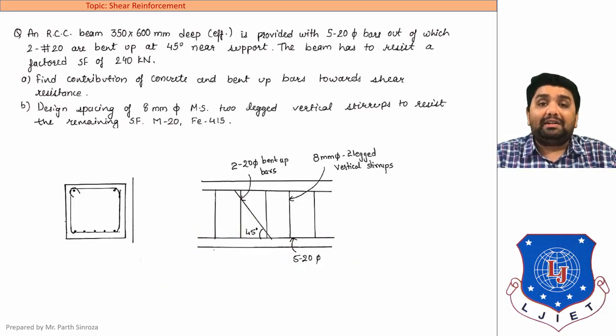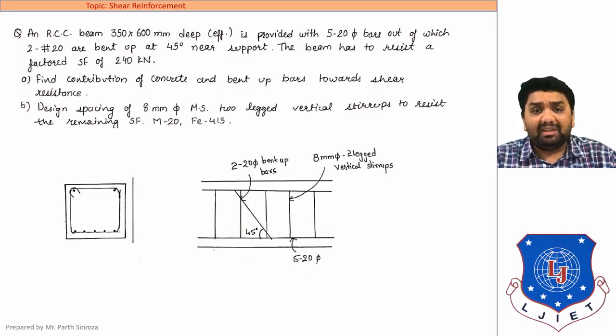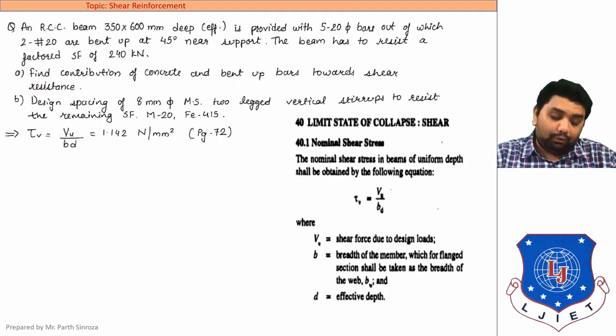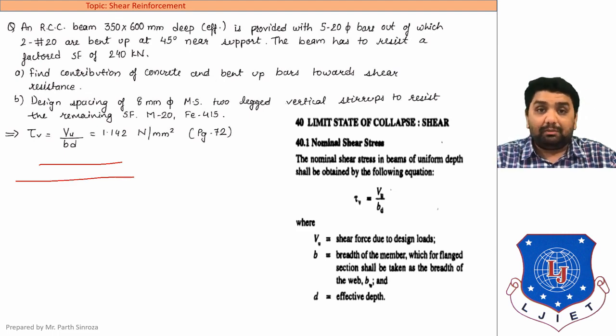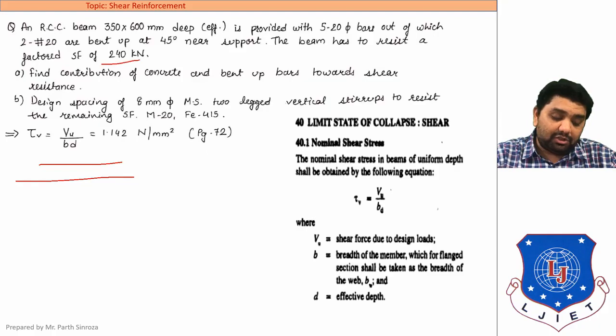But first, to identify whether to provide minimum steel or to actually design shear reinforcement, we will always undergo step 1, which is the similar thing. We need to find tau v and tau c. So moving forward, the first thing will be to find tau v. The equation will be the same. Tau v will be equal to Vu by bd. Vu is already given in the question as 240.